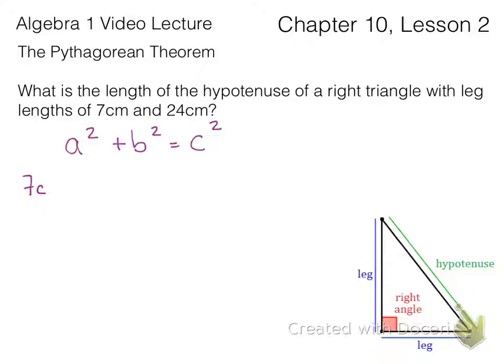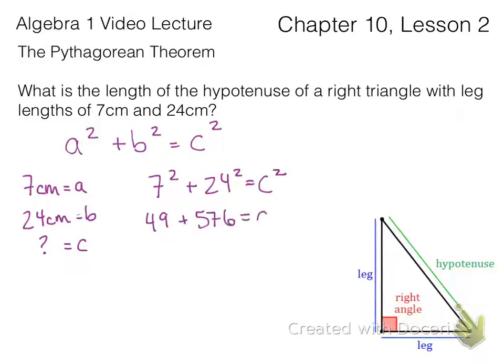So if we say that one of the lengths is 7 centimeters and the other length of the leg is 24 centimeters, then we can say 7 centimeters equals a, 24 centimeters equals b, and we don't know the length of c, which is c squared. So let's plug in for a and b. 7 squared plus 24 squared equals c squared. 7 squared is 49, 24 squared is 576, and c squared is just c squared.